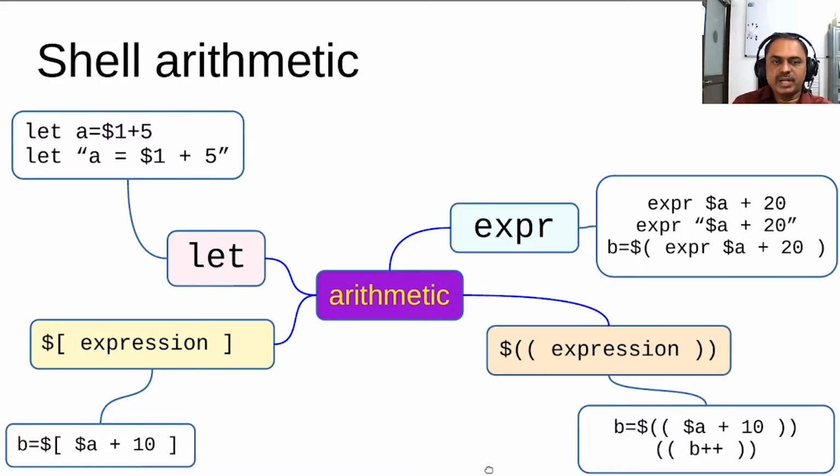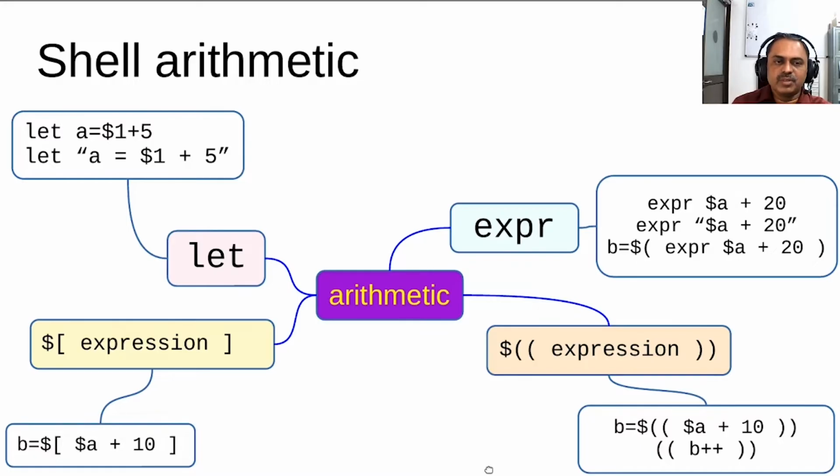Though the shell environment is originally meant for running system commands, working with files, network operations and so on, sometimes we also need to do some arithmetic inside the shell, and there are plenty of such possibilities. Here on the screen you are seeing 4 different such possibilities. One is using the let command, where you could give the expression performing an arithmetic operation either without quotes or with quotes.